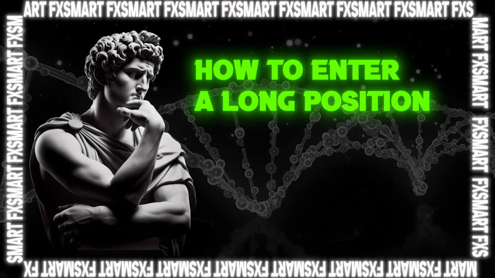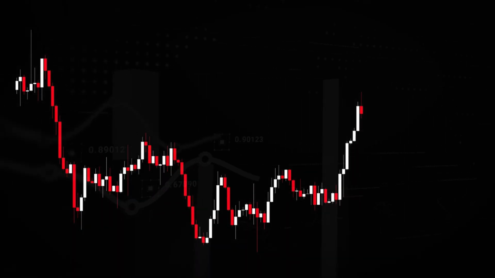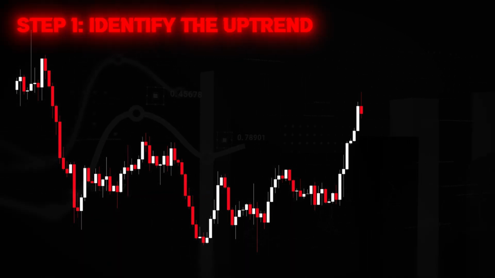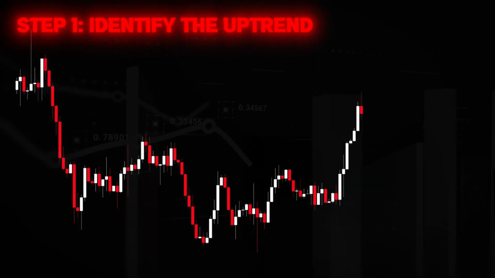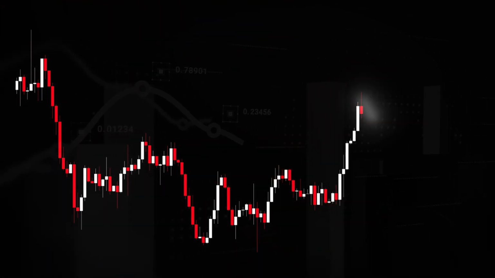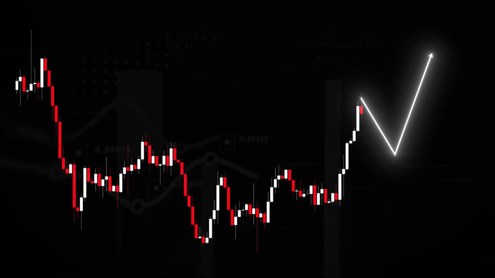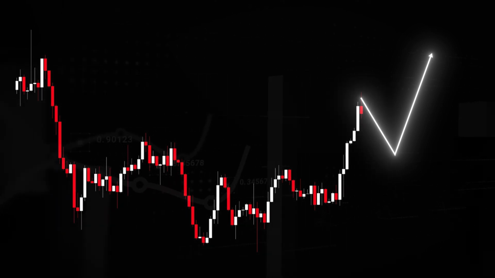How to enter a long position. Let's break down the process of entering a long position using the Fibonacci tool step by step. Step 1. Identify the uptrend. First, identify your moving uptrend by spotting higher highs and higher lows. These upward runs are known as your impulse moves, while the downward pullbacks are called corrective moves.